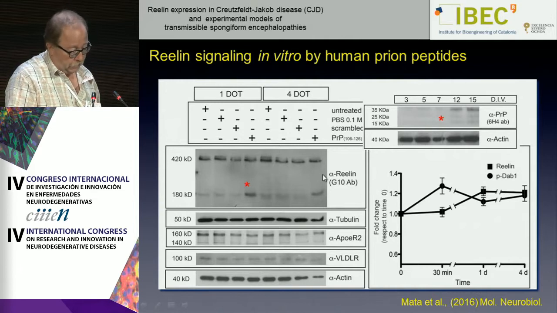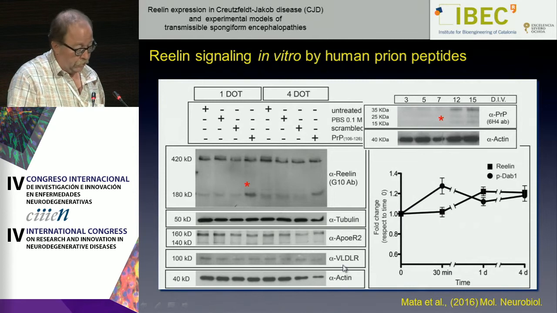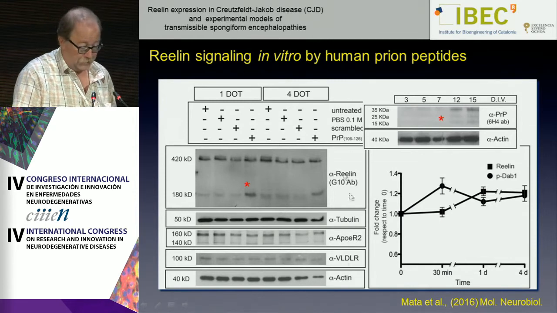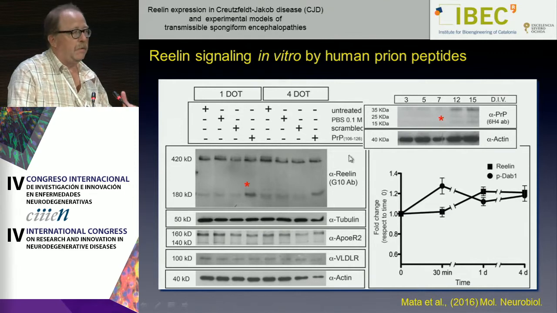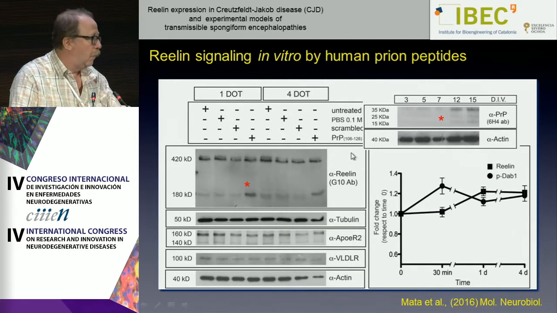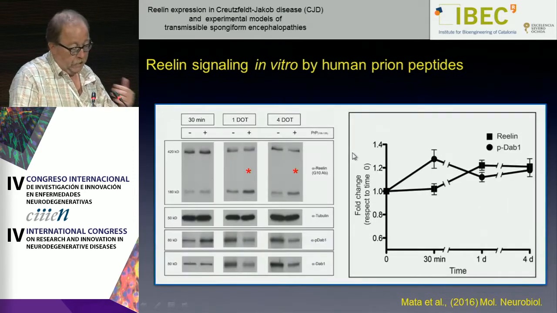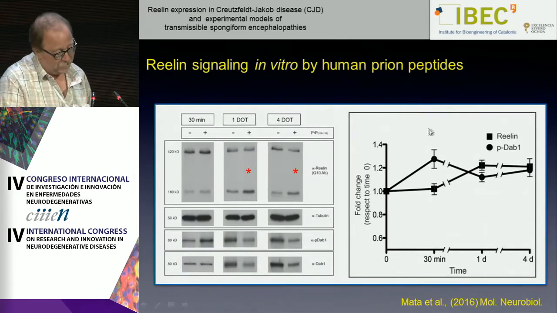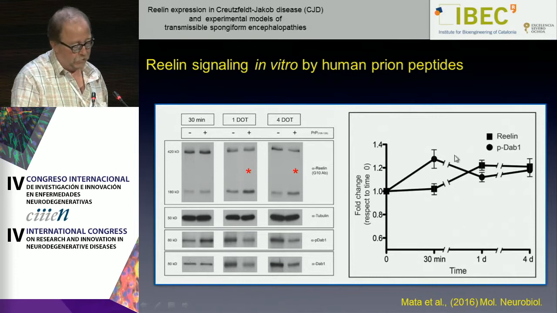This also happened at 4 days, but there are no changes in the levels of the apoE receptor and the other receptor. But we aim to analyze what happens with DAB1, because that one is a direct target of reelin in normal development and in the adult. So what we observe is that we can divide this interaction in 2 phases.